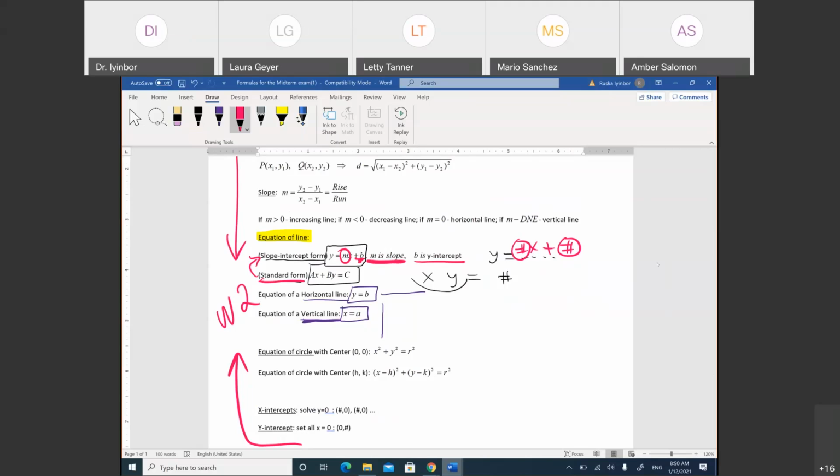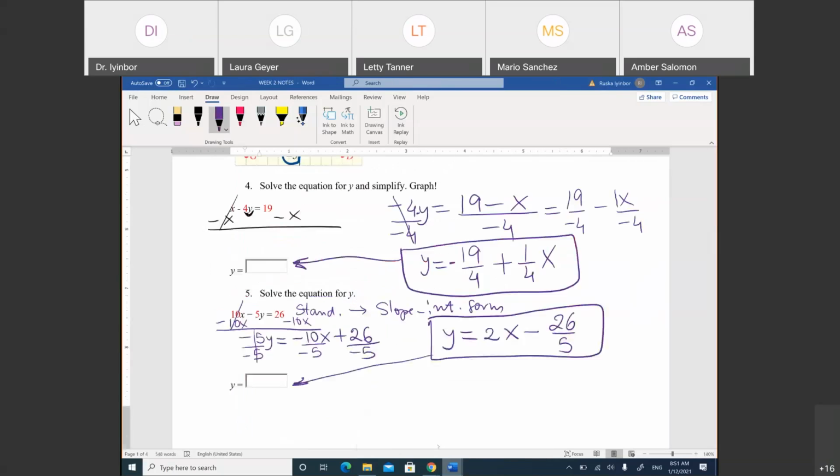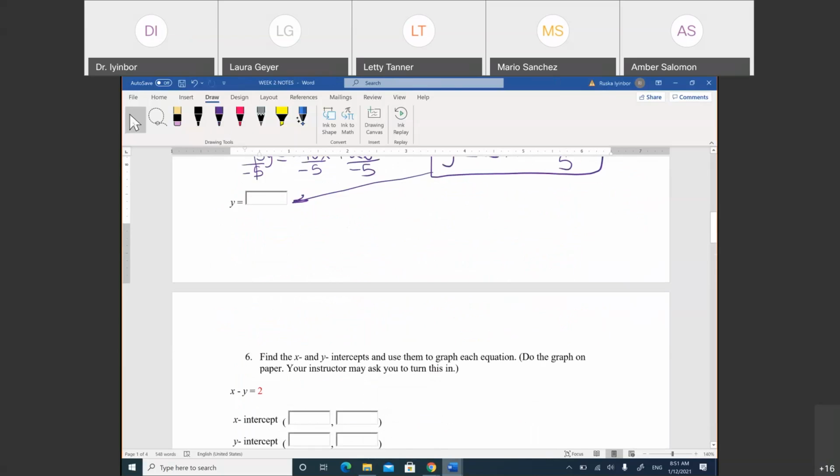Okay, so now we need to talk about the slope. What is the slope? If you have a line, you have four different cases of the line. You can have an increasing line, a decreasing line, or a horizontal or vertical line. So the slope is a number which tells me what type of line it is. Okay? So I'm going to talk about that.